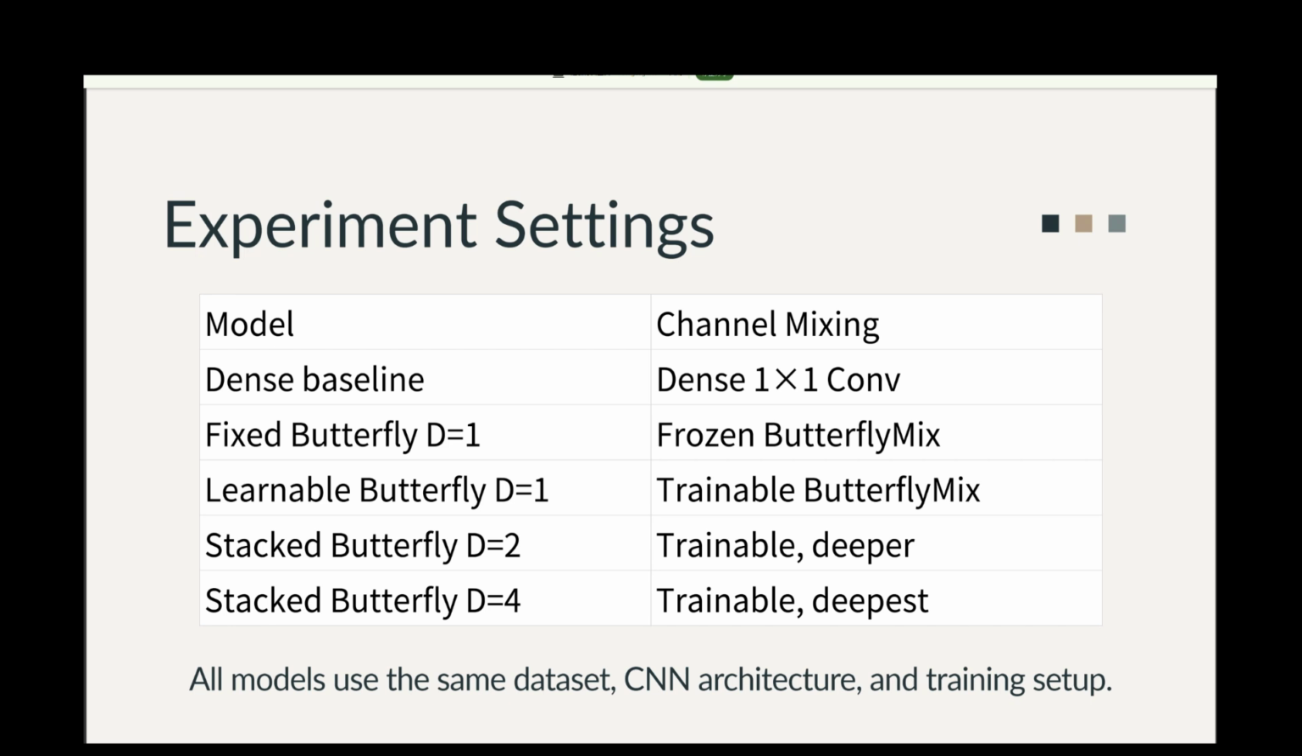And I also stacked butterfly models with d equals 2 and 4. These models use deeper butterfly products to increase the expressiveness of the channel mixer. All models use the same dataset, the same CNN architecture, and the same training setup. The only main difference is the channel mixing layer. Next page.